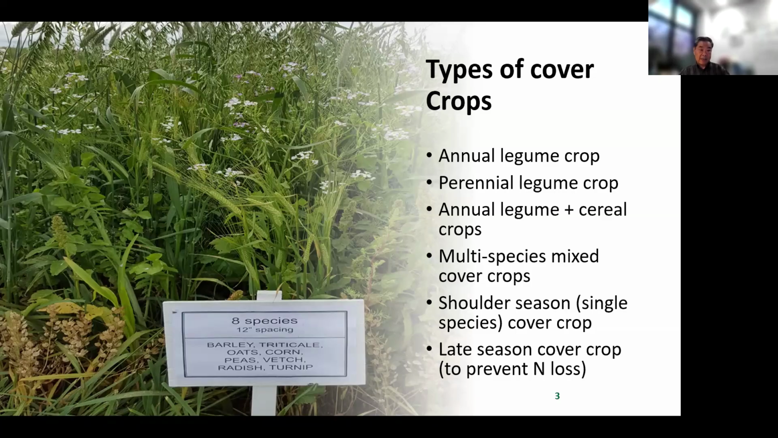And in our area, the last two cover crops are not used very often because our weather is so cold. For organic producers, the late season cover crop is normally not used because we don't have an excess amount of nitrogen in the soil. Particularly, our nitrogen is in the form of organic compounds, so it is not easily released and not easily lost.